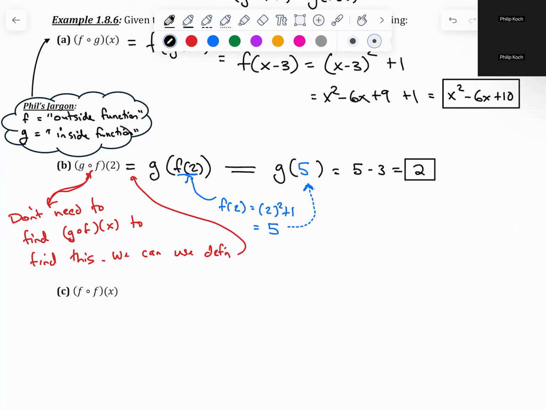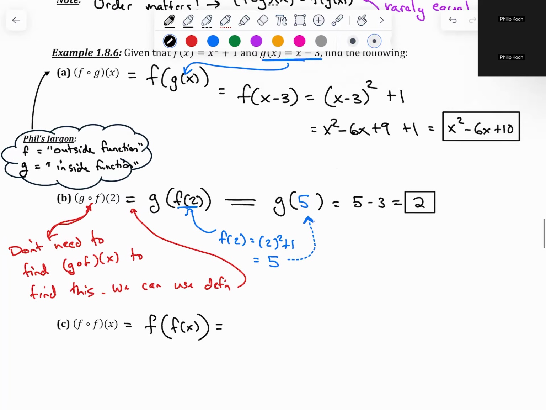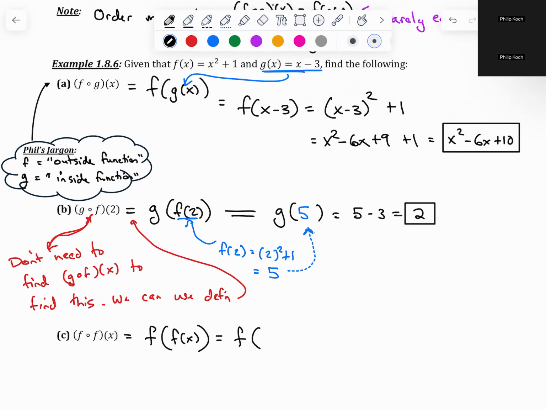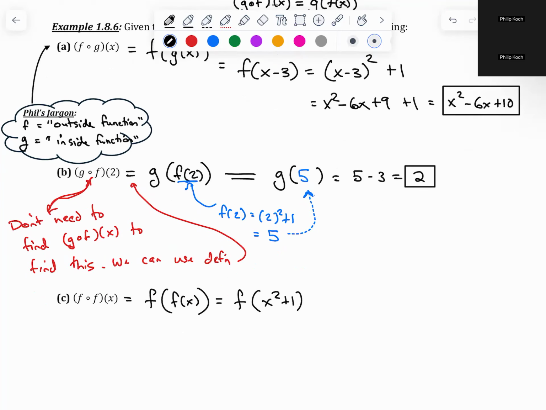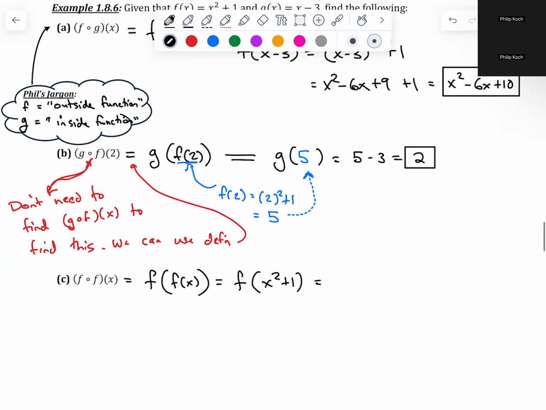All right. The next one, f composed of f. Nobody told me I couldn't compose a function with itself, and so I can. So f composed of f of x, that is just f of f of x. So that's going to be f of the quantity x squared plus 1. So I'm going to replace every instance of x in f with x squared plus 1. So it's very meta, but it's going to be equal to the quantity x squared plus 1, squared, plus 1.